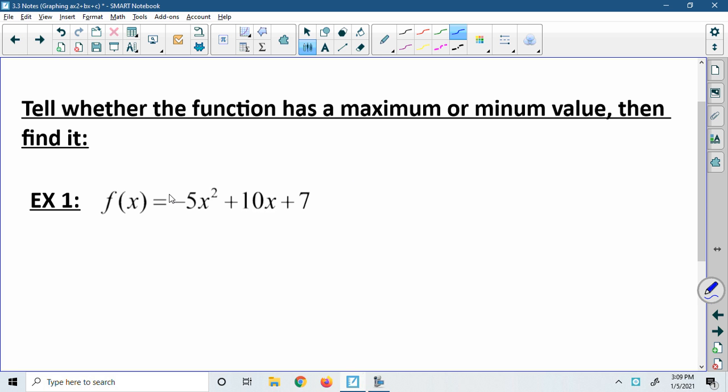So, first thing to think about, is this a smiley face parabola or a frowny face parabola? Well, that first number is negative, so we know it's going to be a frowny face parabola. That means it's going to have a maximum value.